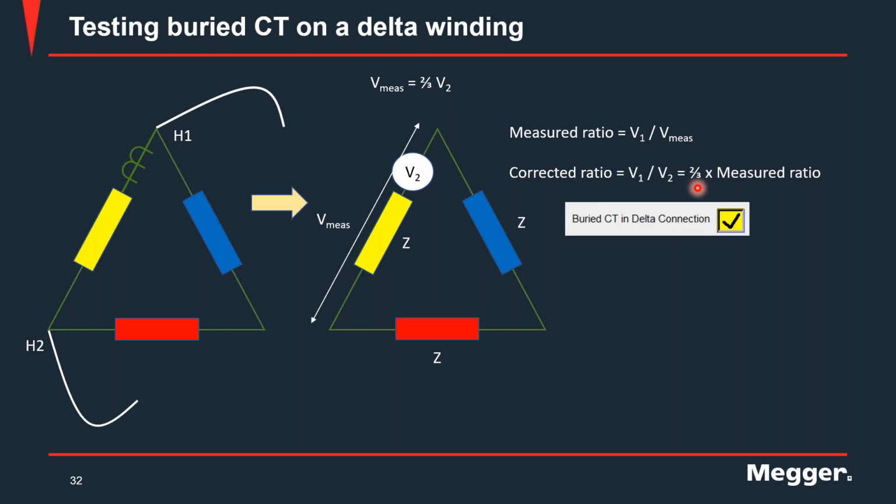So the way to overcome this problem is to check that box. So the software applies a correction factor, a multiplier that compensates for that 2/3 that we see here, and with that you get the correct ratio values.